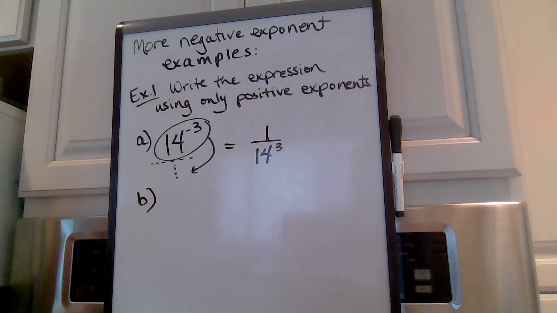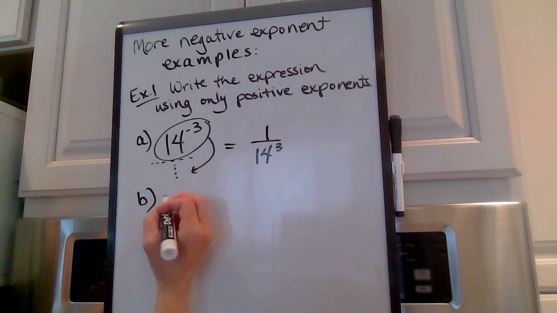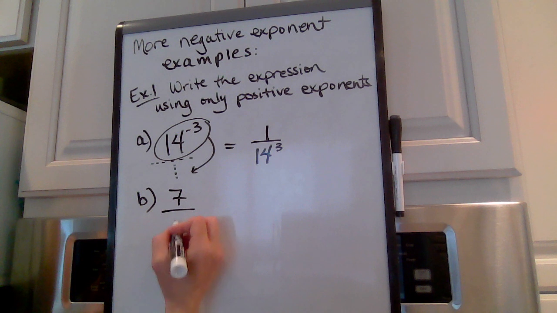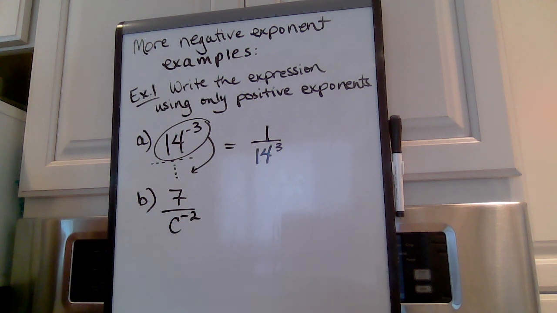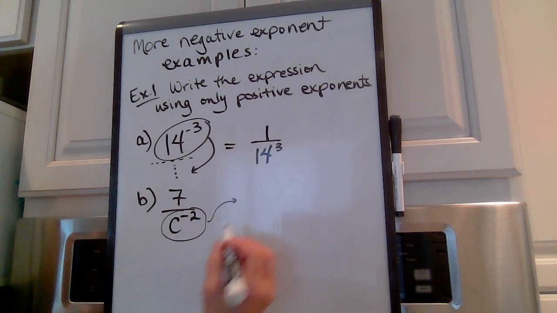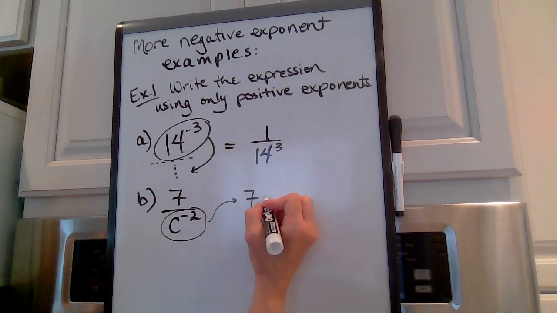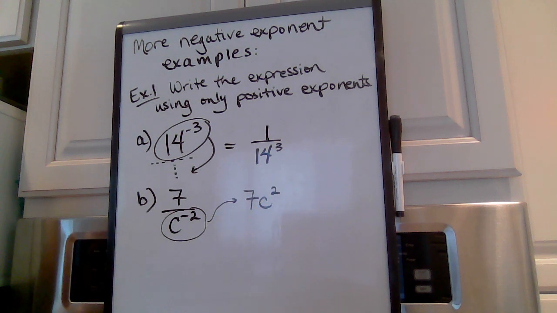Part B, let's say now we have 7 over c to the negative 2. So if we're supposed to write this using positive exponents, we have to move this because the exponent is negative, and negative exponents tell you it's not where it belongs. This base does not belong in the denominator. So we're going to move it to the numerator. And it's just going to sit next to the 7. This becomes 7 times c to the positive 2.